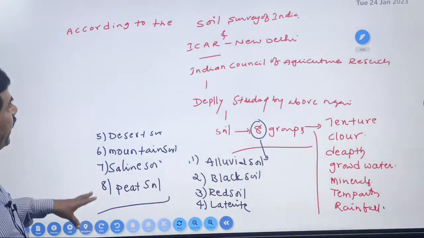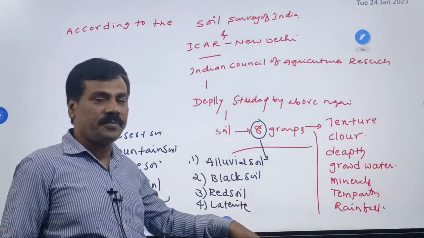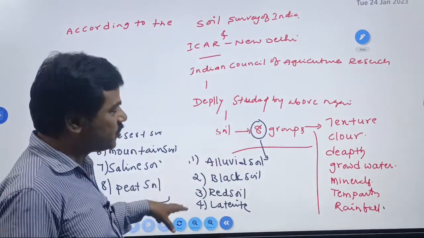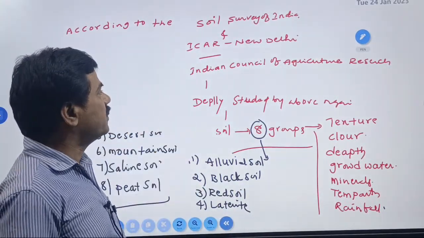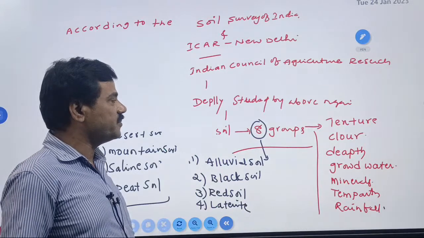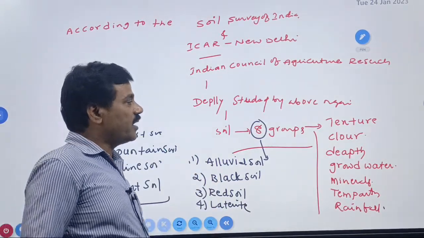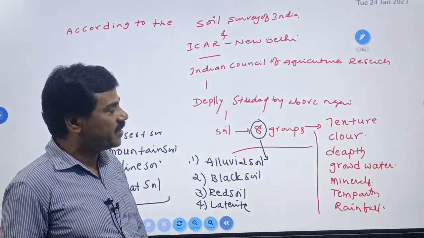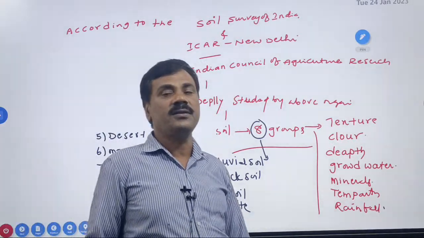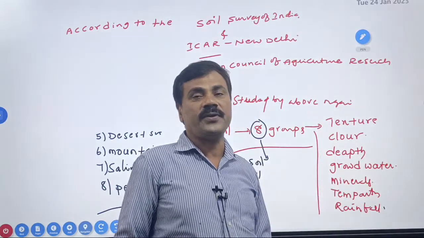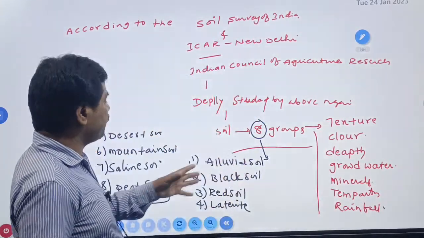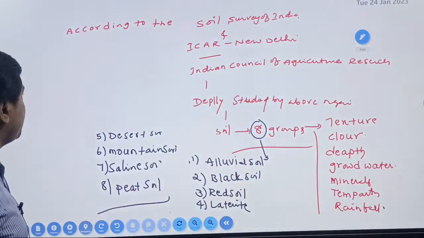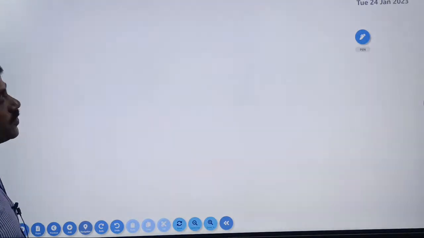These 8 groups of soils are separated by ICAR and the Soil Survey of India. They deeply studied Indian soil on the basis of texture, color, depth, groundwater, minerals, temperature, and rainfall. These are very, very important factors, and on this basis Indian soils are divided into 8 groups.